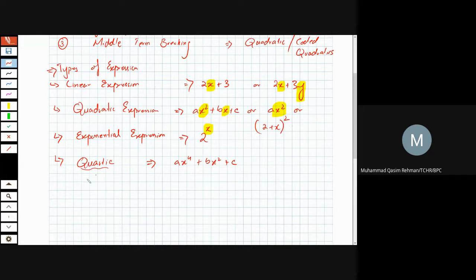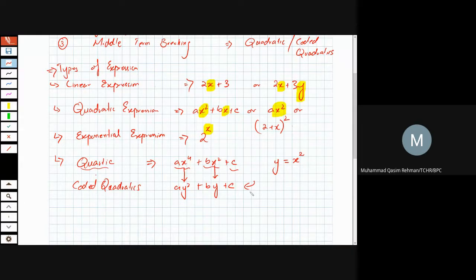So what you do is you take them as coded quadratics. Now, what are coded quadratics? You try changing them to a quadratic one. You assume that y equals x squared. So if y equals x squared, then this x squared can be written as y, and this x power 4 will be written as y squared. So ay squared plus by plus c. So this makes a quadratic one.